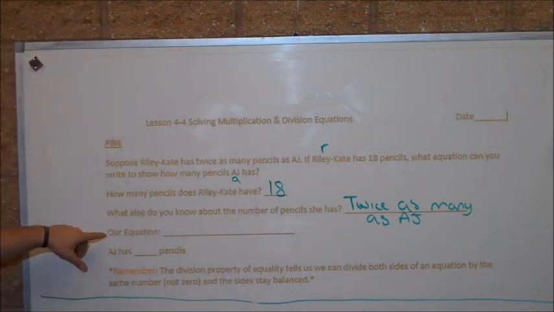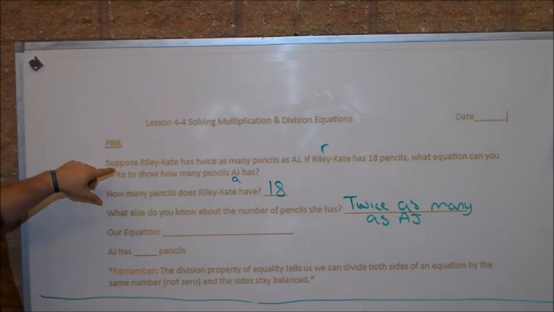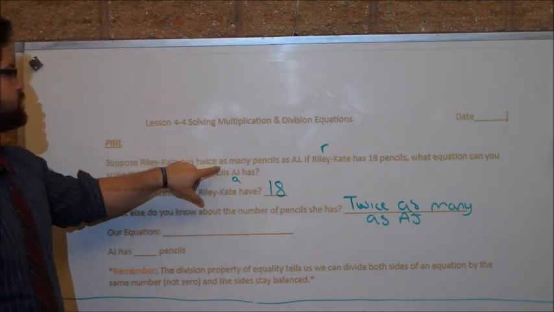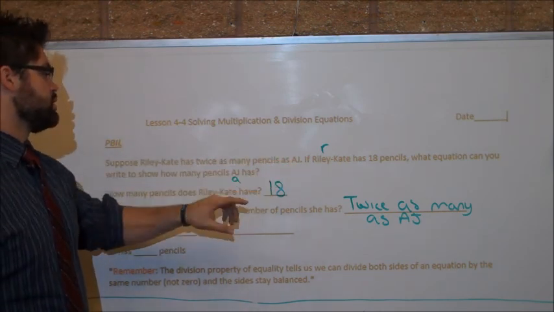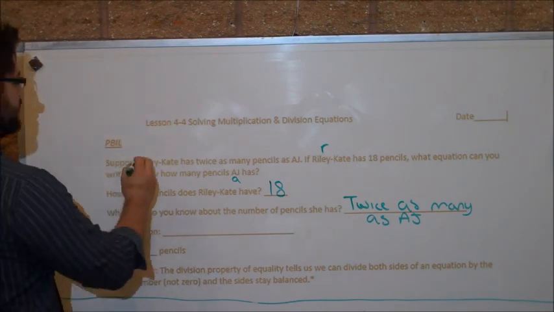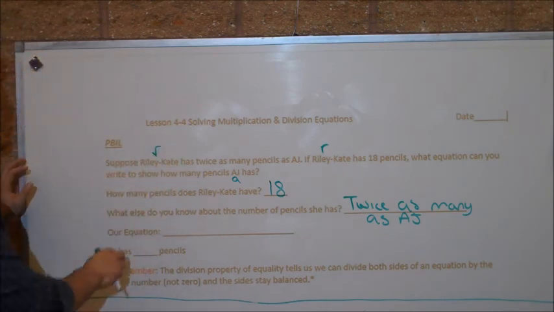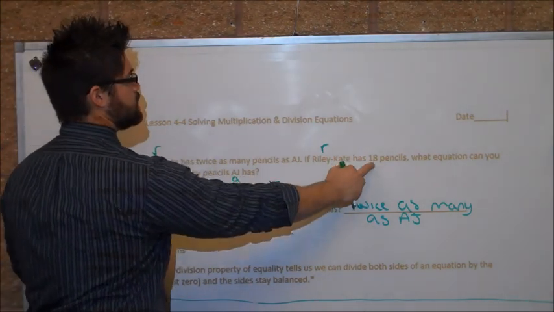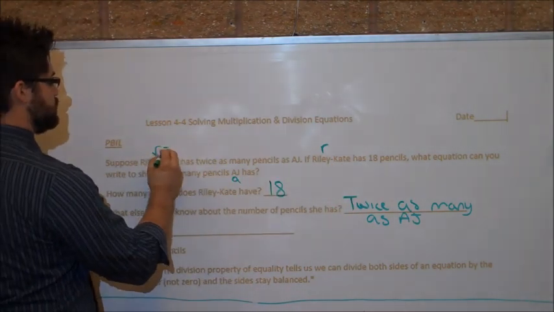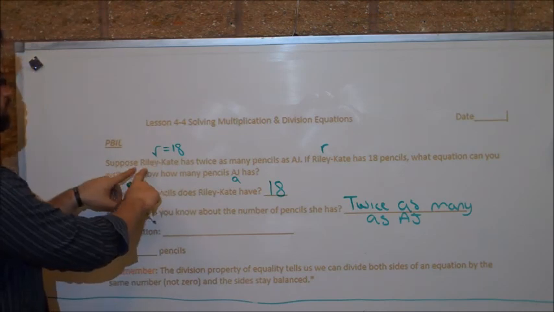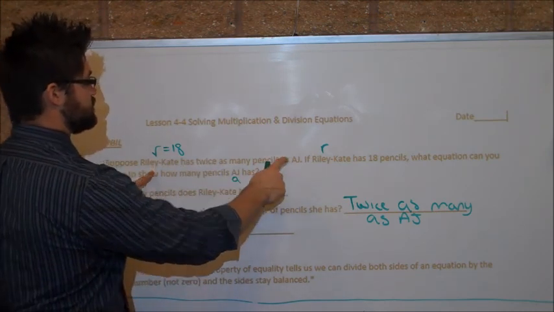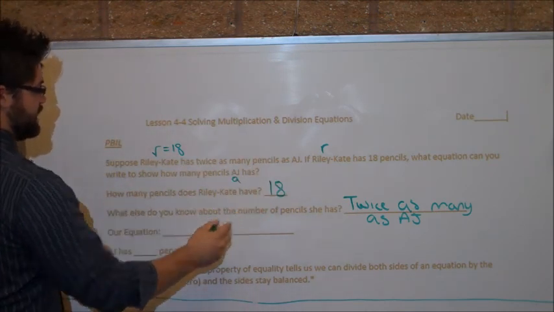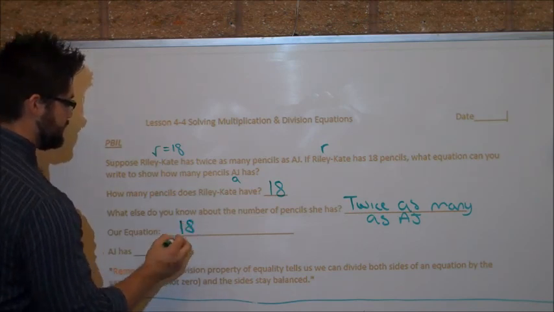So in order to figure this out, we need to look and see, and it says, suppose Riley Kate has twice as many pencils as AJ. So if we have Riley Kate, again we said that Riley Kate was R. If we have Riley Kate, and we know that she has 18 pencils, then this R is going to equal 18. So instead of Riley Kate has twice as many pencils as AJ, we said that since she has 18, we're going to plug in 18.